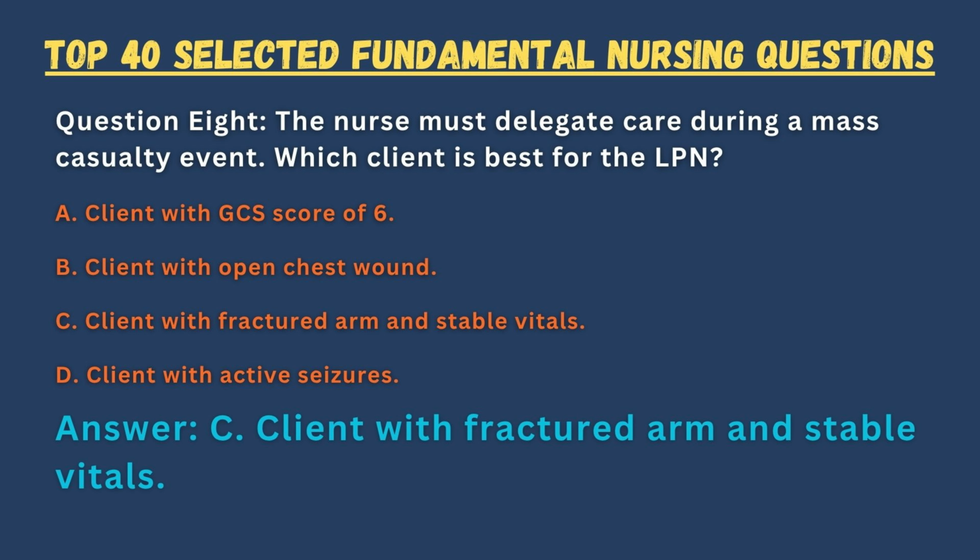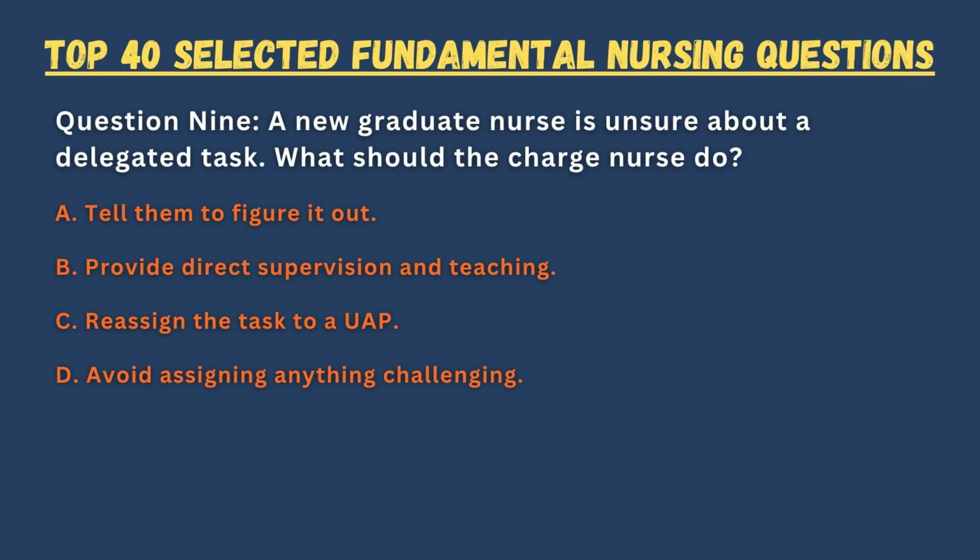Answer. C. Client with fractured arm and stable vitals. Question 9. A new graduate nurse is unsure about a delegated task. What should the charge nurse do? A. Tell them to figure it out. B. Provide direct supervision and teaching. C. Reassign the task to a UAP. D. Avoid assigning anything challenging.